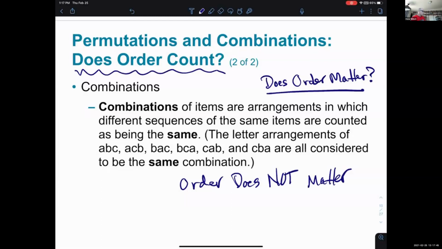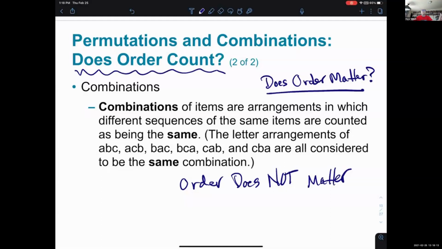And the reason we want to distinguish these is because there's going to be a formula for how to calculate the possible ways that you can make those choices. Depending on whether you have permutations, you'll have one formula, and depending on whether you have combinations, you'll have a slightly different formula and get a different result. So before we get lost in the formulas, can we just understand this conceptual difference?